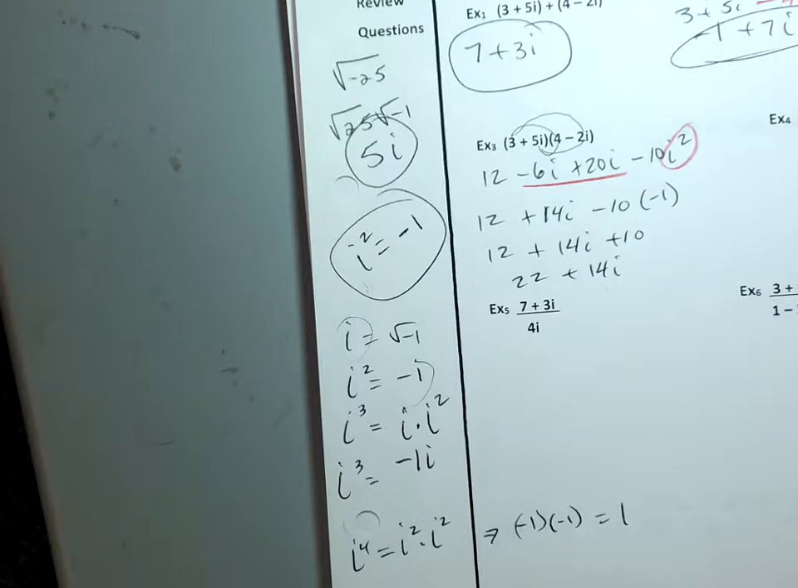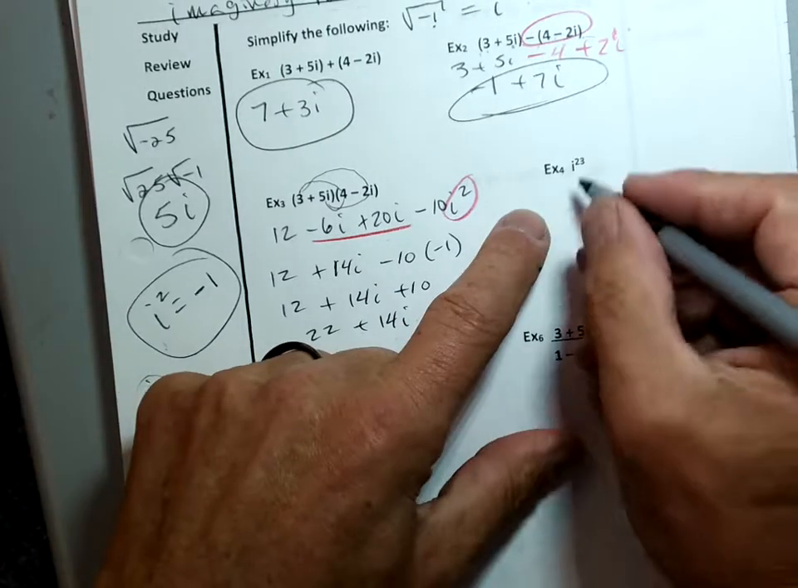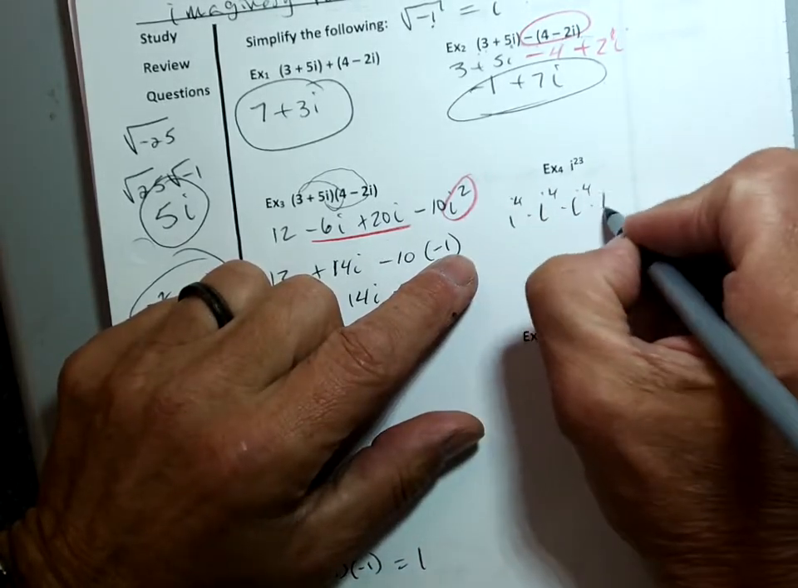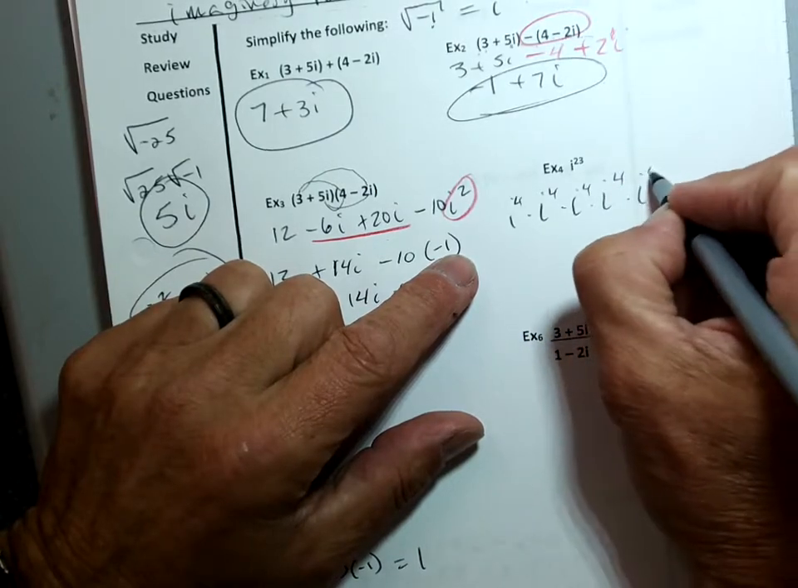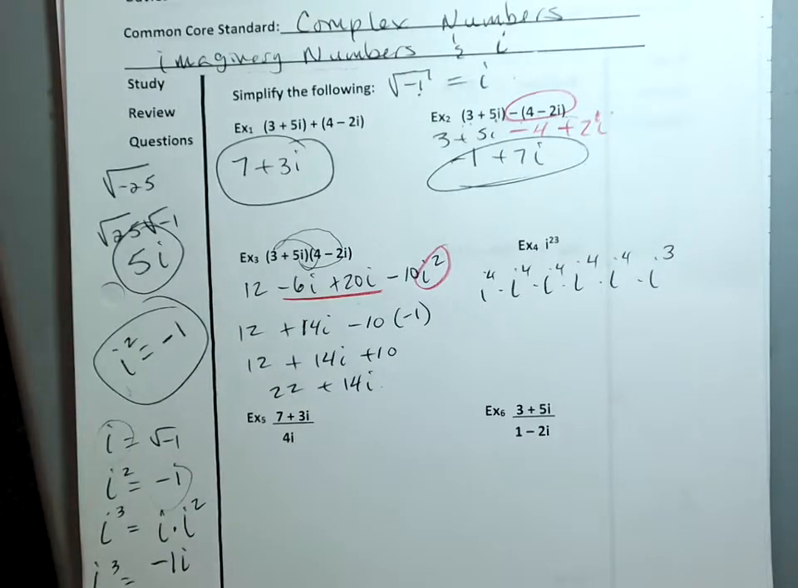If we go all the way to i to the 23rd, here's the key: i to the 4th is 1. Everybody agree with that? So i to the 23rd is the same thing as i to the 4th times i to the 4th times i to the 4th times i to the 4th times i to the 4th times i to the 3rd. That's a pain in the rump way to do it, but it shows these are all just ones. 1 times 1 times 1 times 1 times 1 is just 1.